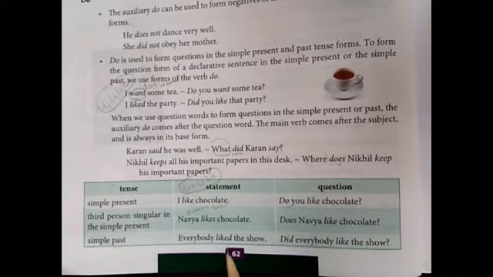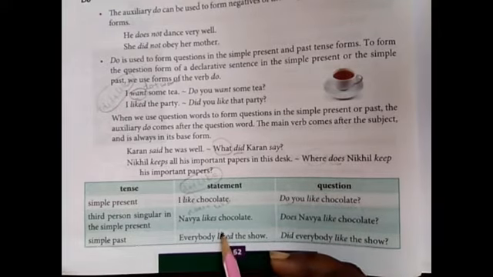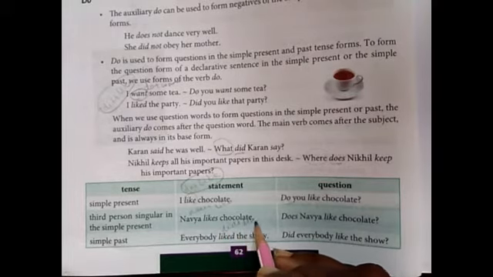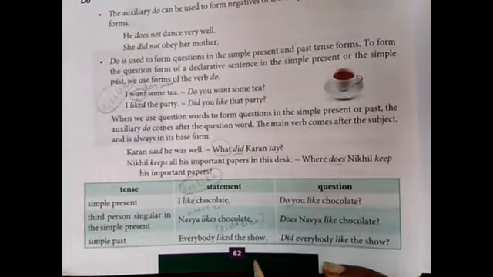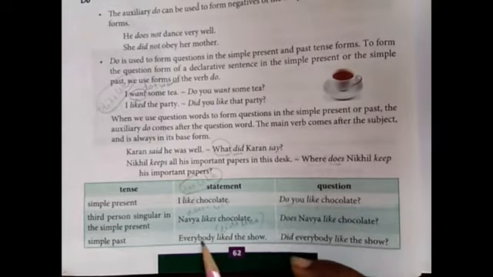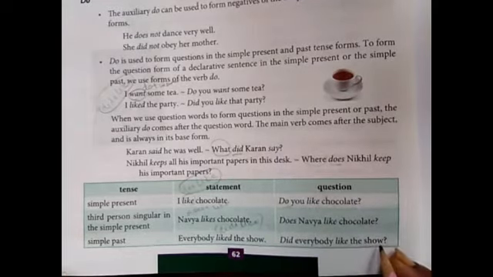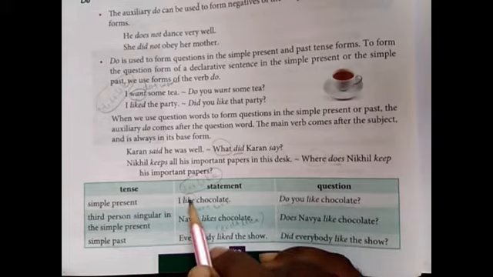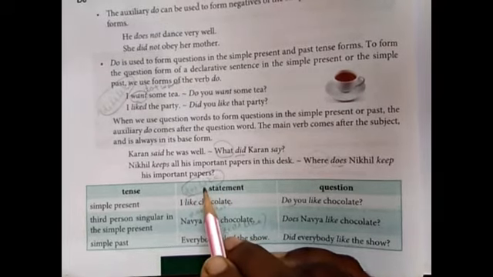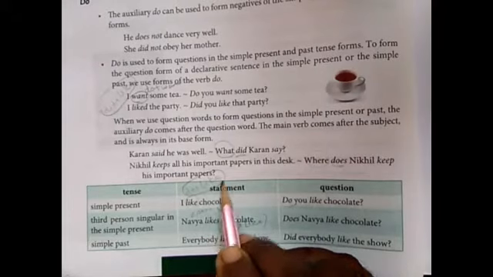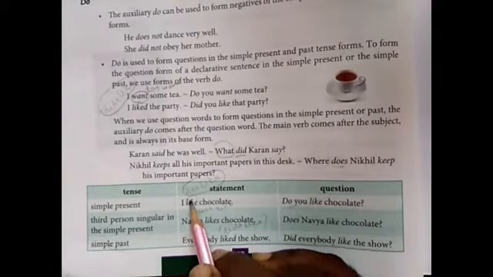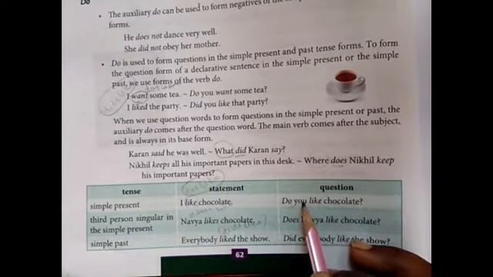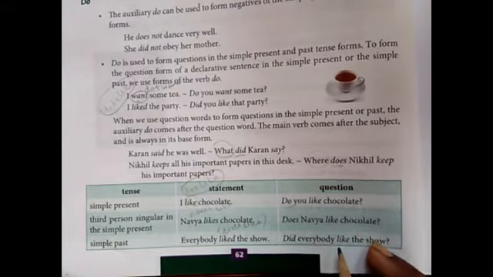Simple past. Everybody liked the show. In the same way, it is past tense, so did plus like. Then we form the question, did everybody like the show? So this is how we make questions, dividing the main verb into the auxiliary and the main verb, rather, the base form of the verb. These are base forms. It is a main verb, and we divide it into auxiliary plus base form. Then only can we make questions in other forms.